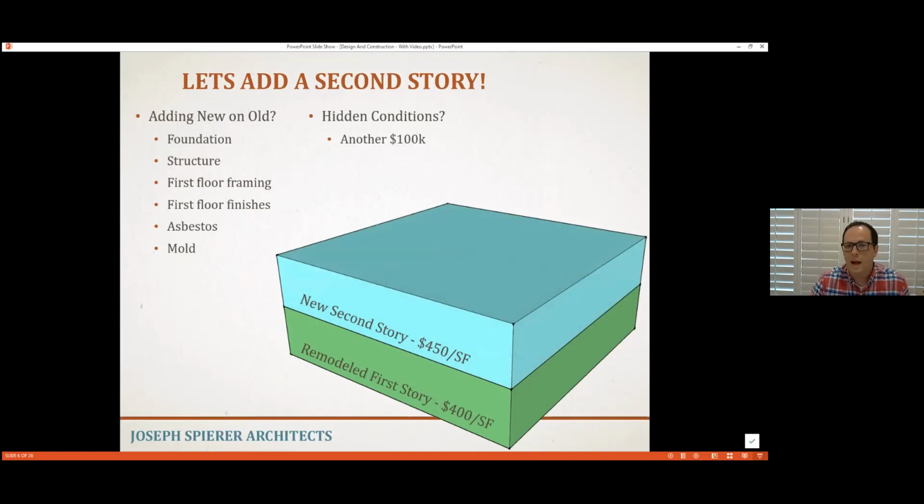So here's more the reality of what that addition would look like. The second story is way more expensive, because again, you're connecting new to old, so it might be $450 per foot, and then the bottom floor is old, and so you need to apply about $400 per foot. And keep in mind, these are all very general numbers, and they can vary wildly based on circumstances, foundation, level of finish, soils, all sorts of things. But this is kind of your average for most areas of the South Bay.